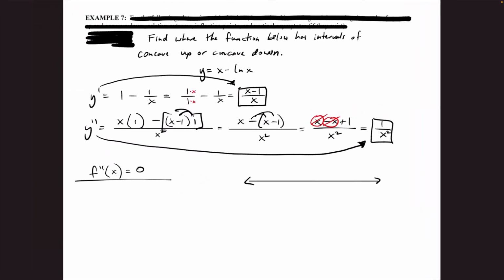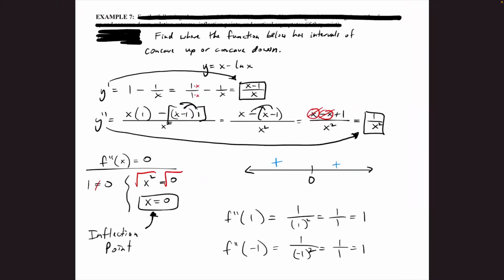Okay, so the first derivative is x minus 1 over x. Second derivative, we use the quotient rule, so it reduces down to 1 over x squared. Okay, so we got to figure out where the top equals 0, where the bottom equals 0, of the second derivative, since they want concave up and concave down.